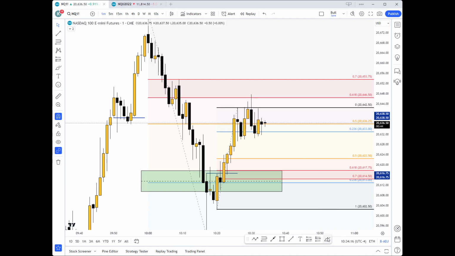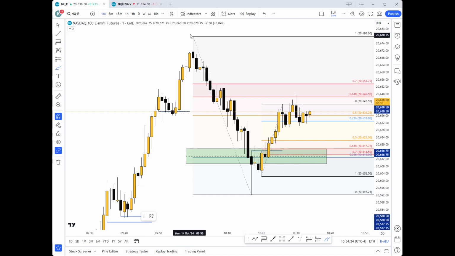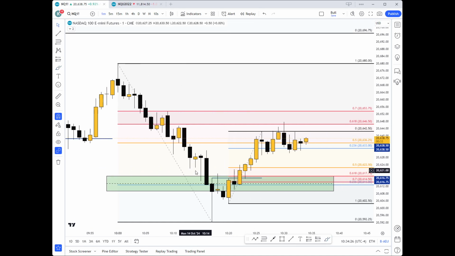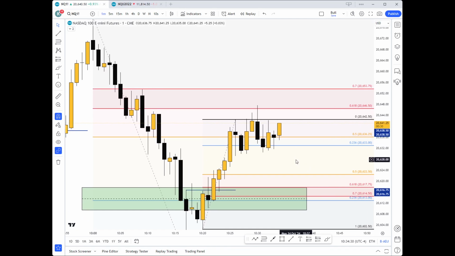But you'll notice that the market's very algorithmically driven. Even when this low hasn't been put in yet for us, the market's already decided whereabouts it wants to go down to. Bit of a change in personality coming in here.